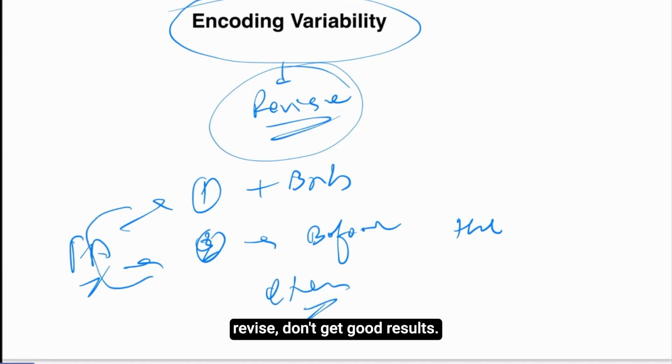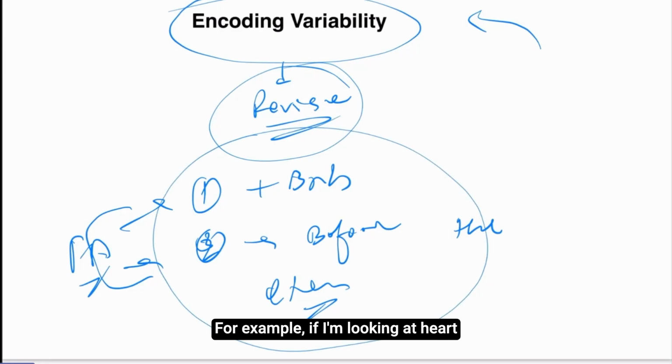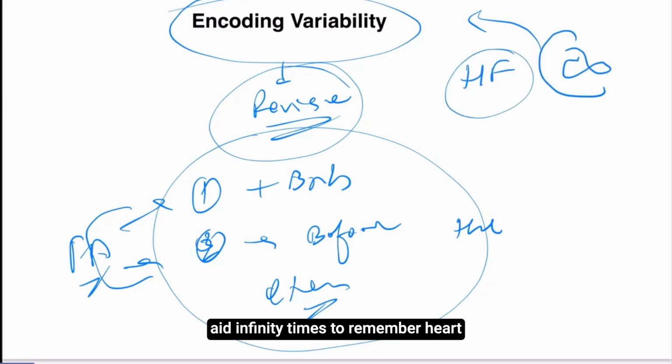A lot of people revise and don't get good results. How did I get good results without revising? The answer to that is encoding variability. So encoding variability means that you are attacking the same concept. For example, if I'm looking at heart failure, you could go through first aid infinity times to remember heart failure and you were going to forget it.